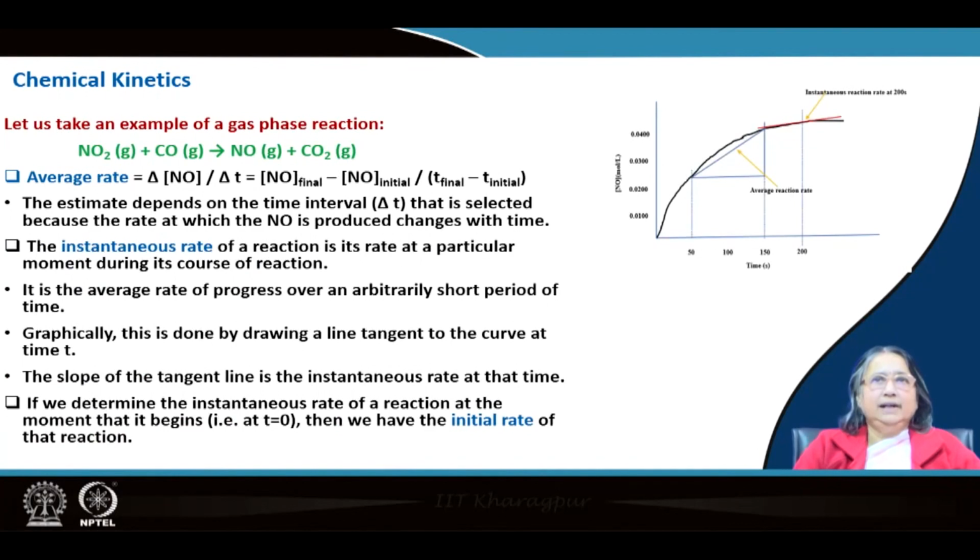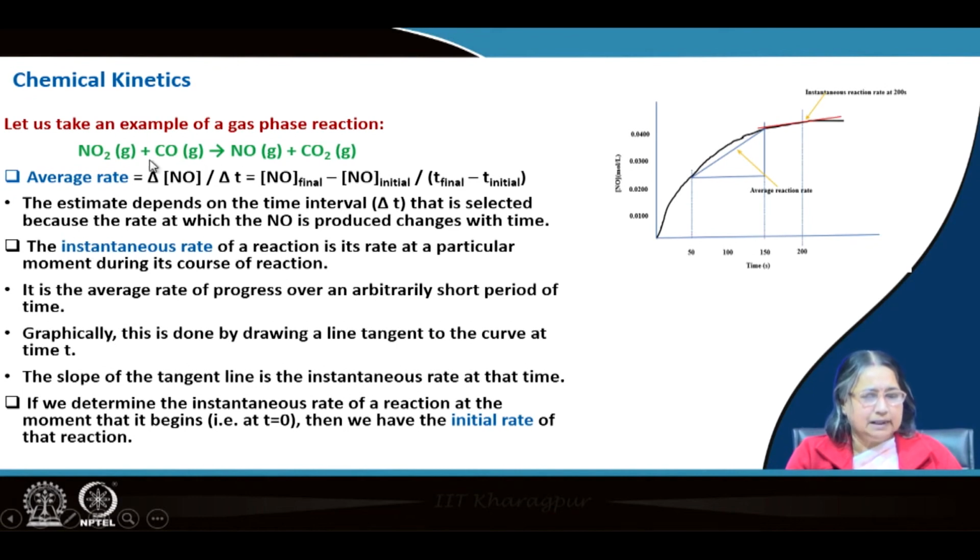Now, this is the average speed or average rate. It is easy to understand, but then what is the instantaneous rate, that is very important for kinetics.